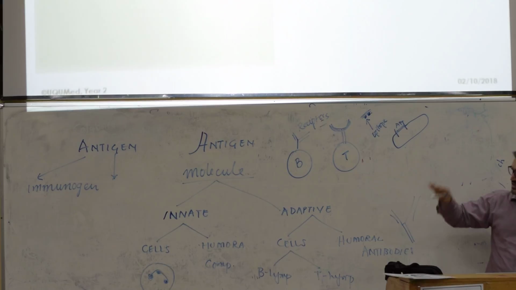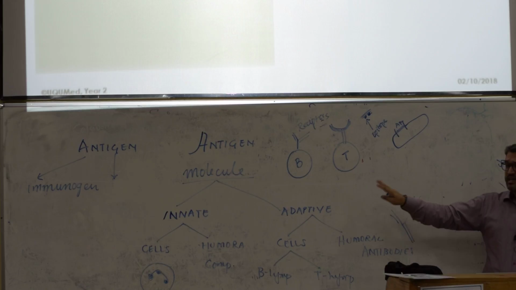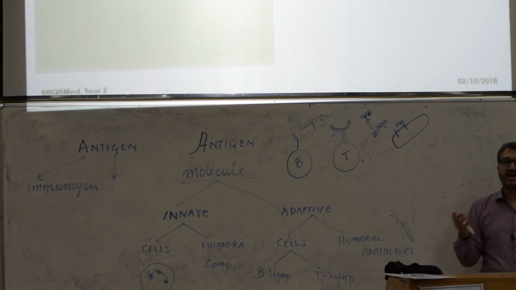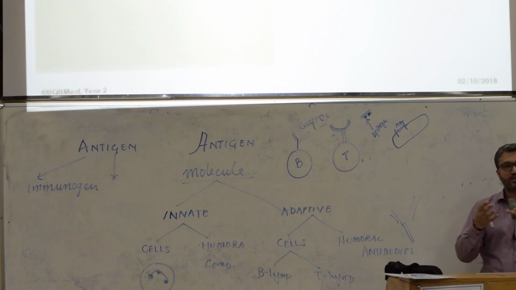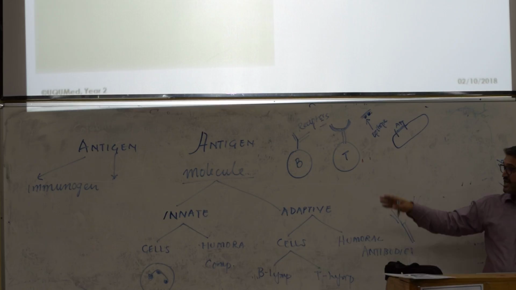So at the moment, what you need to remember is two main branches of the immune system, innate and adaptive. Innate has cells and humoral components. It's easier to remember it this way. And the adaptive also has cells and humoral components. The cells of the innate immune system are neutrophils, macrophages, dendritic cells, eosinophils, basophils. We'll see that in the coming slides. And the adaptive immune cells are B lymphocytes and T lymphocytes. Then the humoral component is antibody.